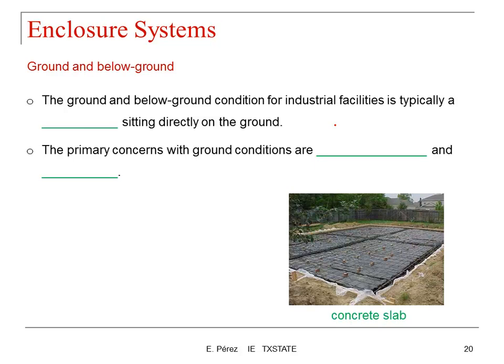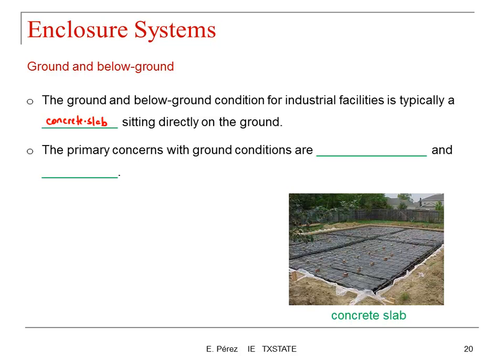So in terms of ground and below ground, the condition for an industrial facility is typically a concrete slab sitting directly on the ground. So we have one picture here. This is most likely for a house, a small type of slab, but that's the same concept. You're going to have a concrete slab that's going to be holding most of your facility.